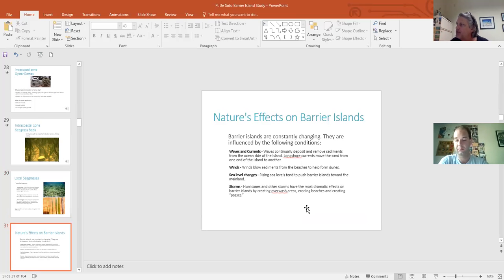Now, barrier islands are great because they help break down waves and currents. They slow our winds down. They are affected by sea level changes and storms. Storms cut passes into them and erode them.